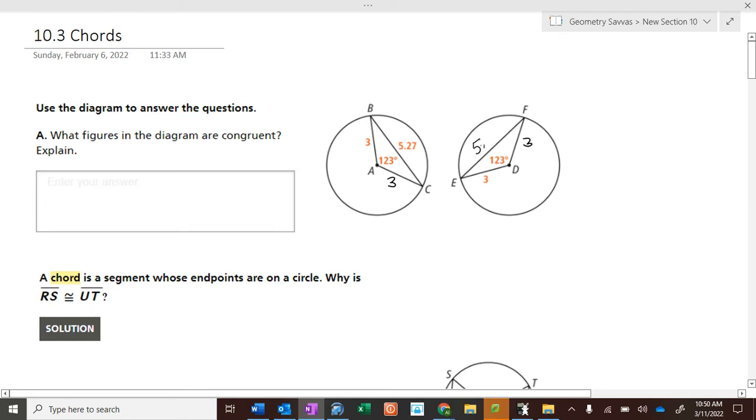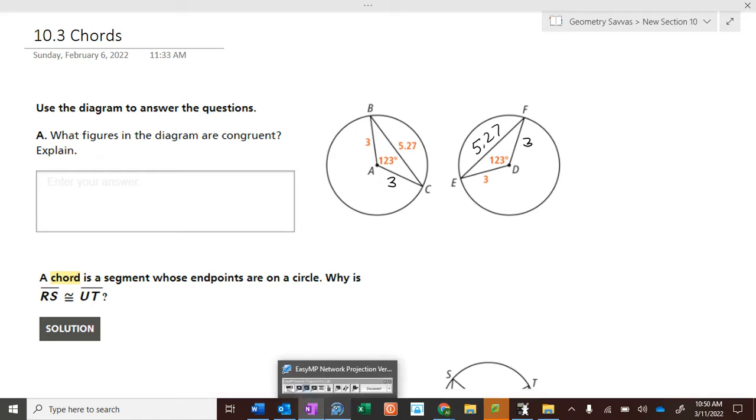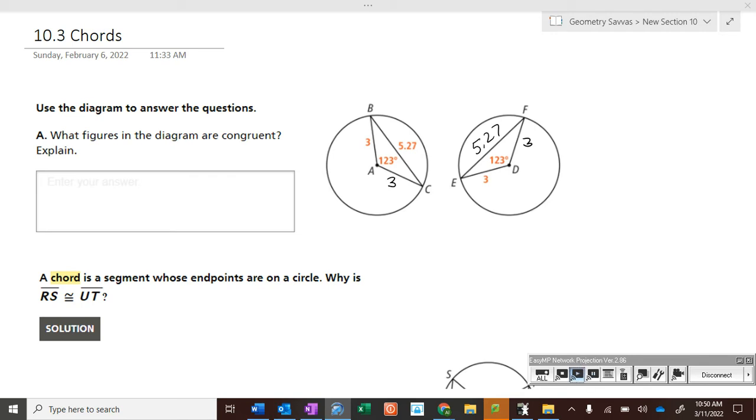It must be 5.27 because, here, just a second. I got to go like this. Boom. Now I got numbers. This has to be 5.27 because if this is 3 and this is 3 and this is 123, and this is 3 and this is 3 and this is 123, by SAS, these two triangles are congruent. So if these two triangles are congruent, then all the sides have to be congruent.